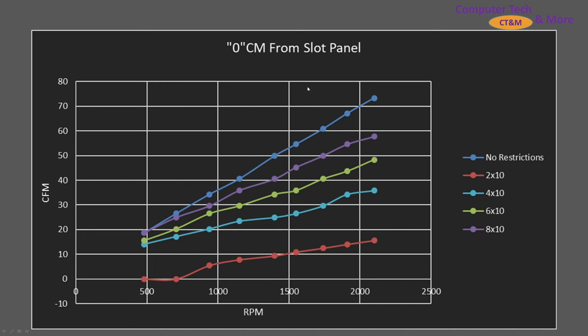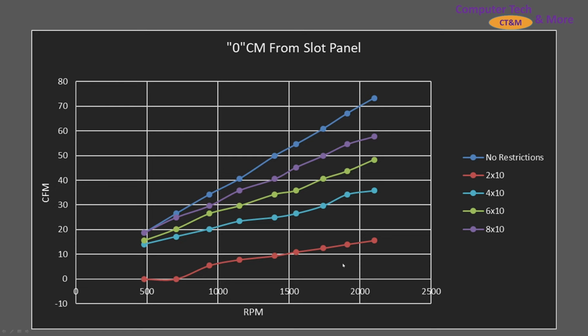Now we are on to the data. So 0 centimeters from the slot panel, that is a slot panel directly on top of the fan. We have 2 by 10 centimeters, 4 by 10 centimeters, 6 by 10 centimeters, and 8 by 10 centimeters, as well as no restrictions. No restrictions would be the fan allowed to just breathe as best as it can in an open air environment. Then we have RPMs: 500, 1000, 1500, 2000, it doesn't get to 2500, but you get the point.